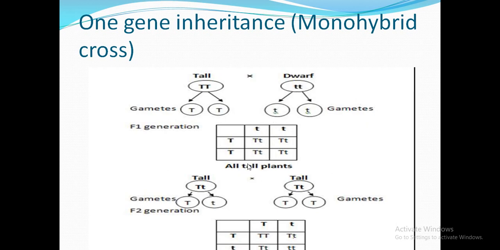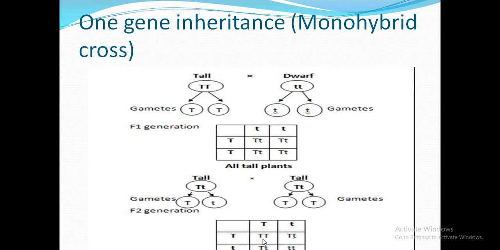He observed that all the plants in the F1 generation are tall. So no plant in the F1 generation was dwarf. All plants were tall. Then he self-crossed the F1 plants. So F1 plants were tall, and he took two F1 plants and crossed them. In the F2 generation, here you can see the F2 generation.